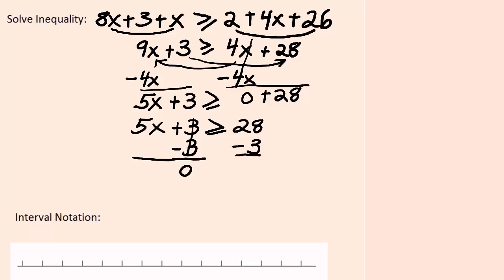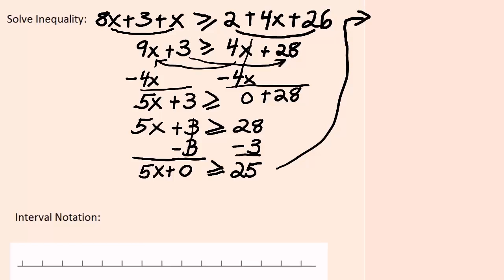3 minus 3 is 0. So on the left, I'll have 5x plus 0 is greater than or equal to 28 minus 3, which is 25. And since 5x plus 0 is 5x, I'll have 5x is greater than or equal to 25.